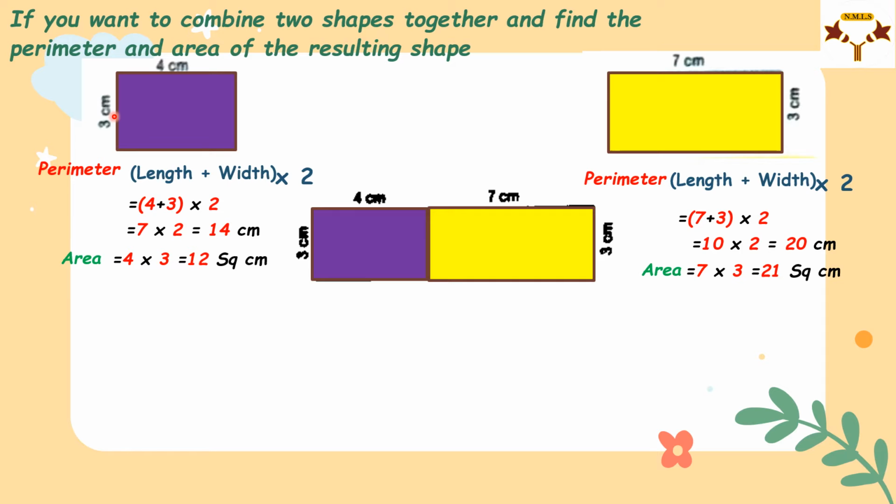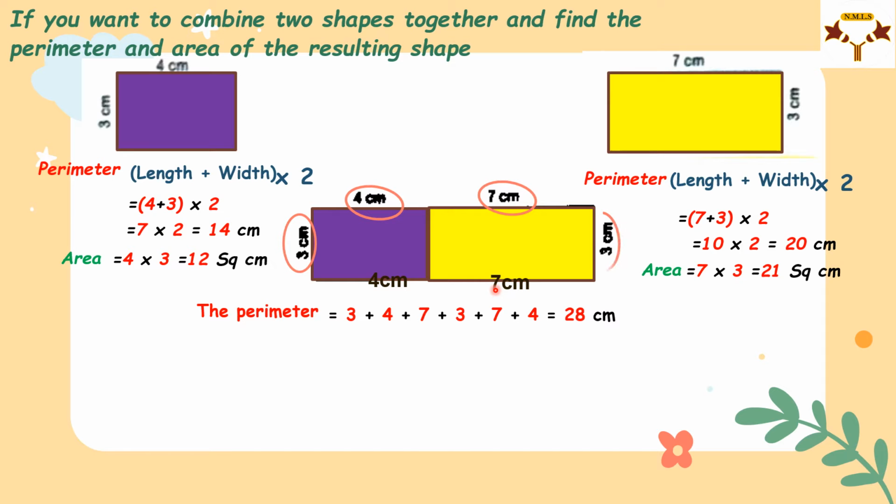So now I'll have to put these two rectangles, the purple and the yellow one, together. Now I have a new shape, the purple and the yellow one. So here 4, so the opposite will be 4, and here 7, so the opposite will also be 7 centimeters. If you want to get the perimeter, it will be this 3 plus 4 plus 7 plus 3 plus 7 plus 4. So it will be 28.